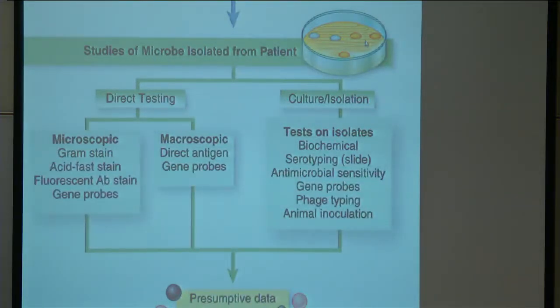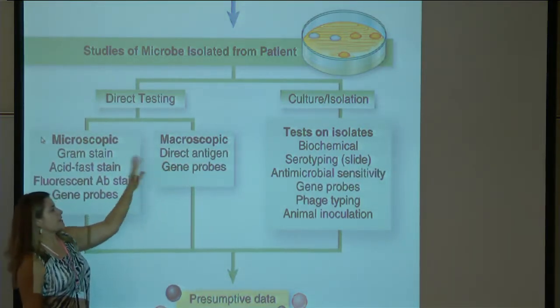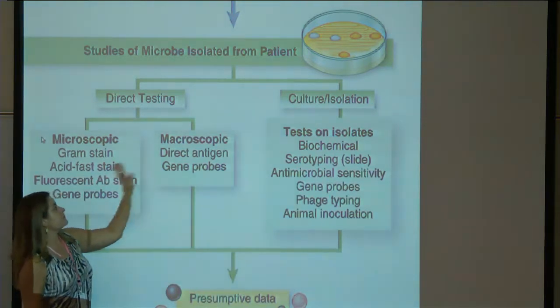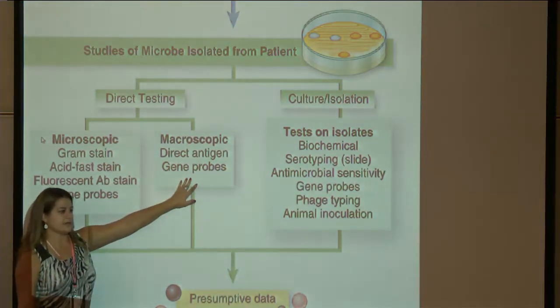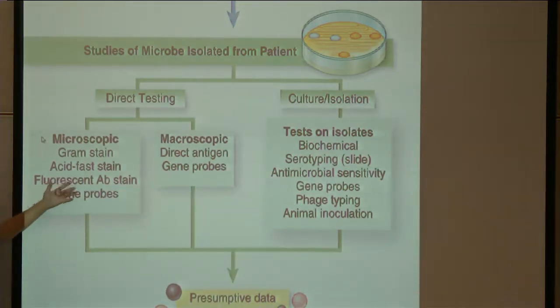So now you have the actual organisms. You can run some of these direct tests on them. We'll talk about a few of these today. Macroscopic, the difference between these two, macroscopic type tests, you can see the results with the naked eye. Microscopic, of course, you would need to utilize a microscope in order to do this. And sometimes a basic microscope, like what we have in class, or a more high-tech microscope where the results would be on a computer screen.